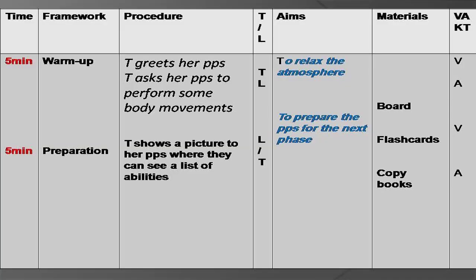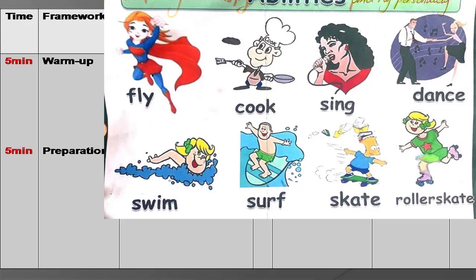I give you another example of a preparation task, and here it's different because I'm not going to ask my pupils relying on a dialogue. I'm going to ask my pupils relying on a picture. For example, in the lesson of can, abilities and inabilities, the teacher is going to show a picture to her pupils where they can see a list of abilities: surf, swim, drive, etc. And of course, she is going to ask questions based on this picture.